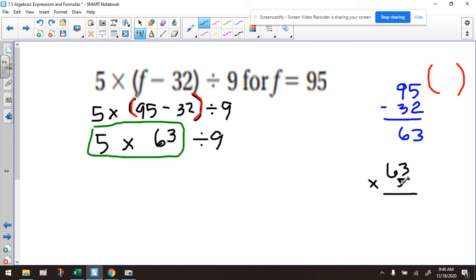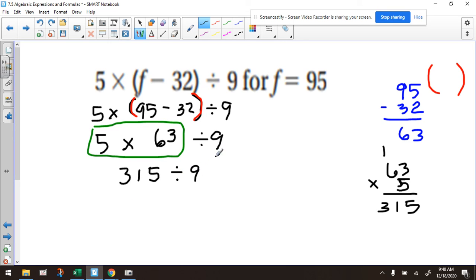I didn't write that very neatly. To clean that up a bit. All right, so here we get the 15. Here we get the 30, and the one more makes that 31. So this times this is 315. And we still have to divide that by 9.